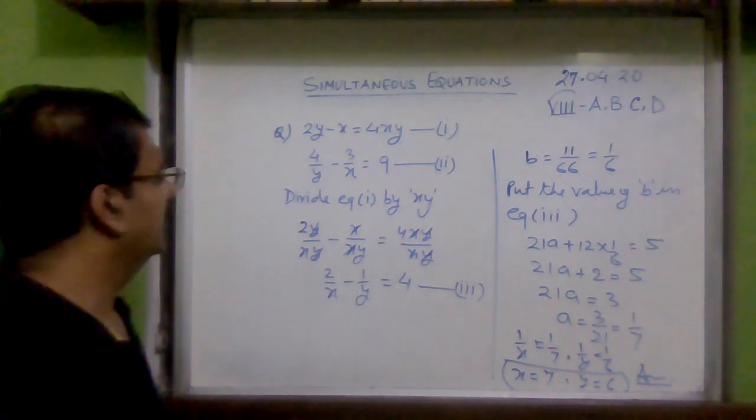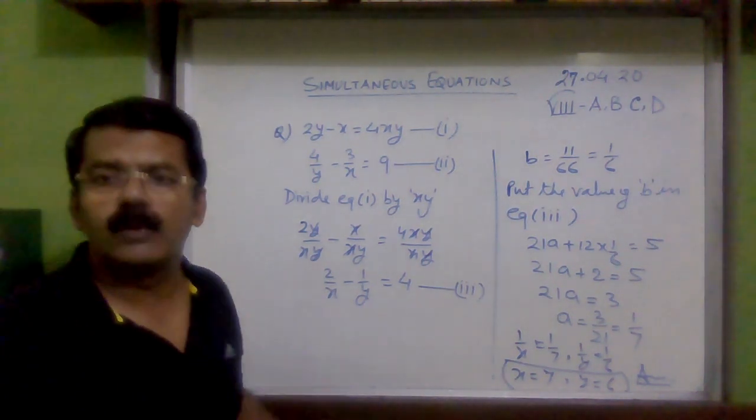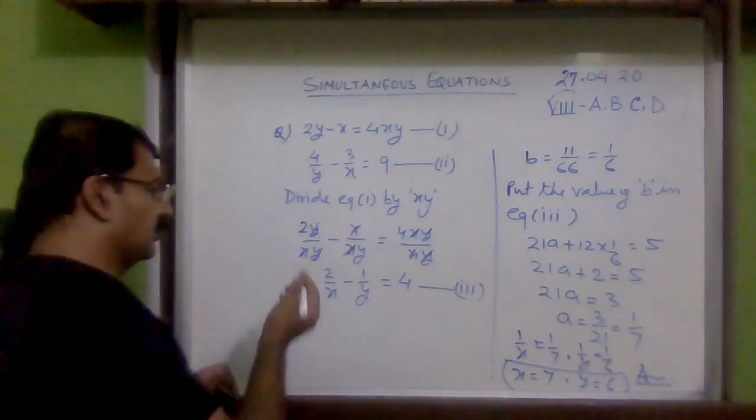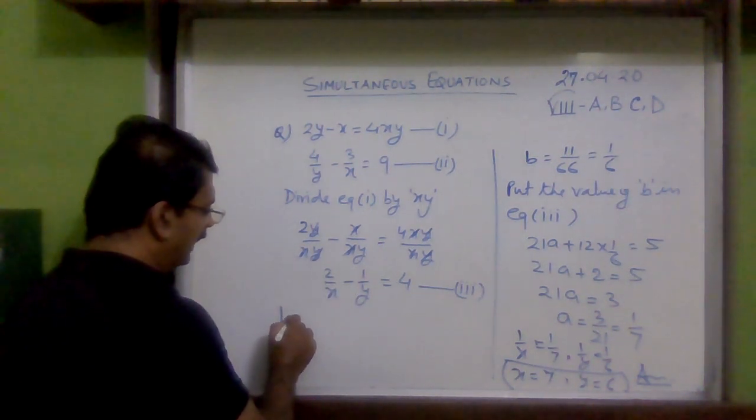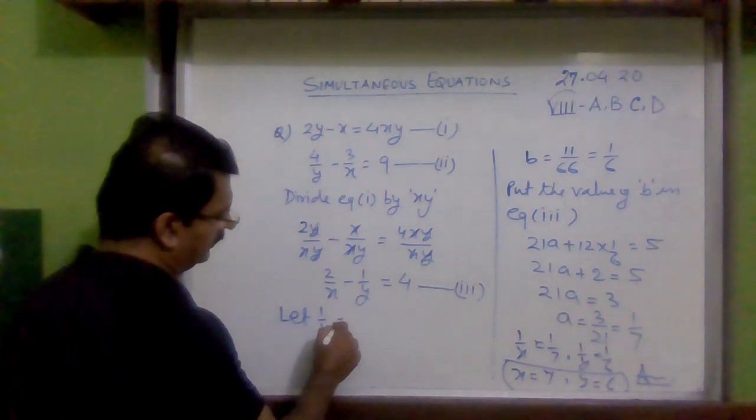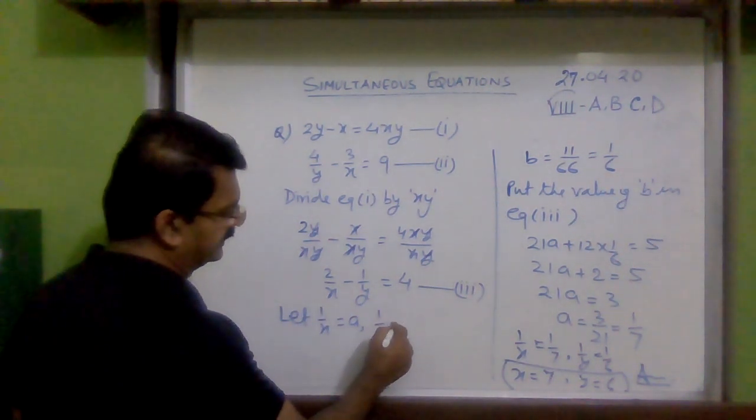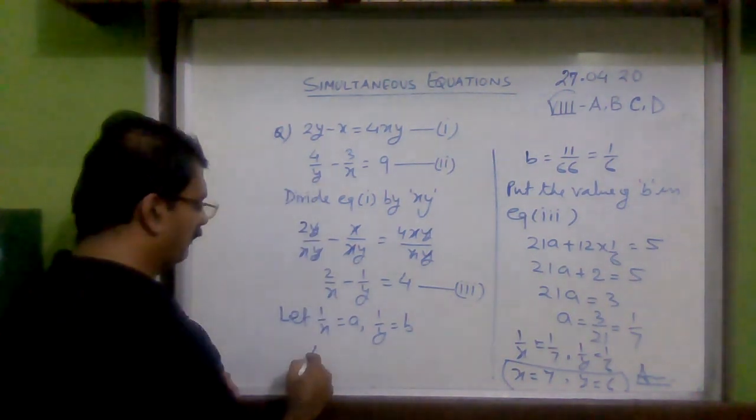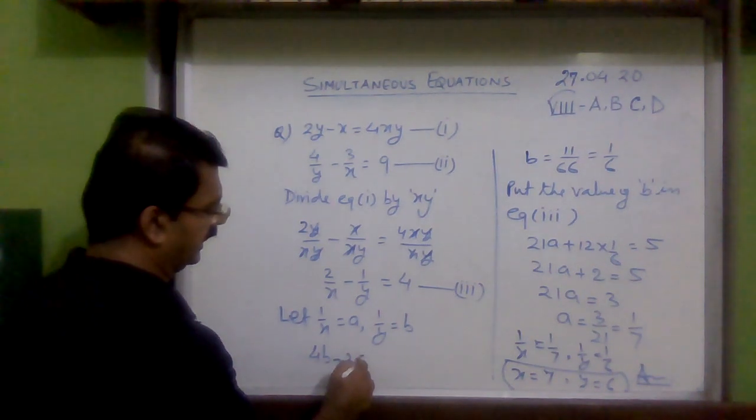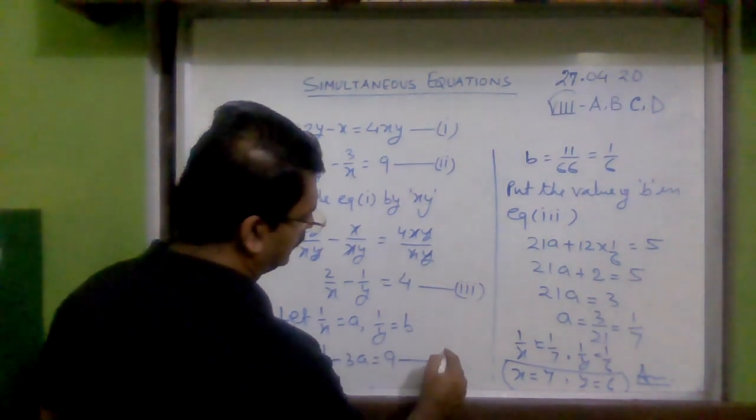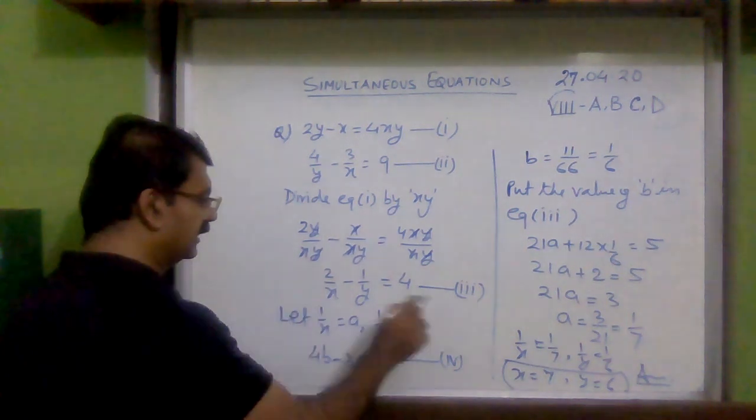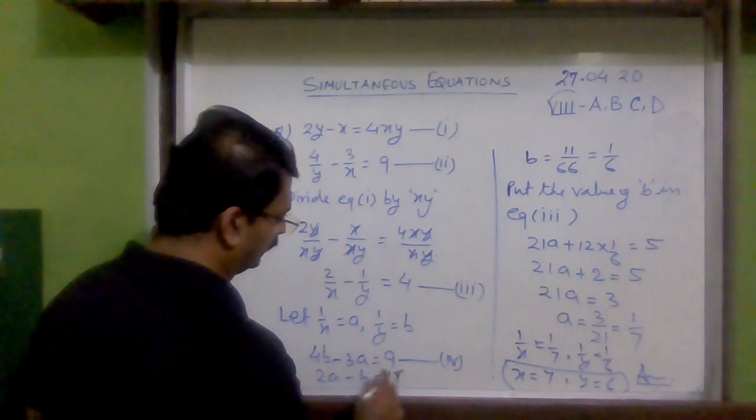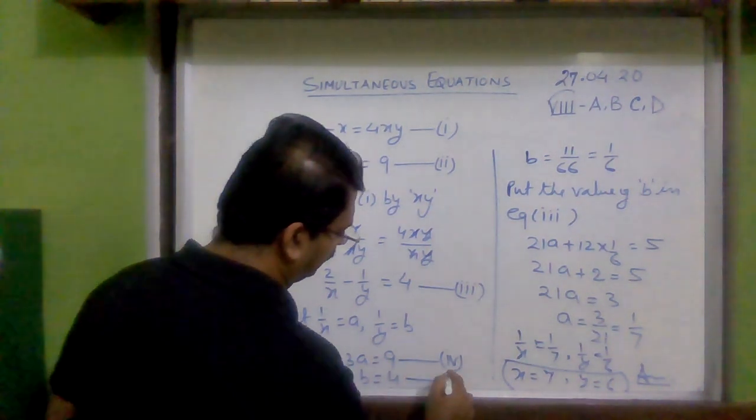And now you can see equation number 3 is more familiar to us because we have done these type of equations today. So now the process remains the same. Let 1 upon x is equal to a and 1 upon y is equal to b. In that case, your second equation becomes 4b minus 3a is equal to 9. This is your fourth equation now. And the third equation is 2a minus b is equal to 4, which is now the fifth equation.